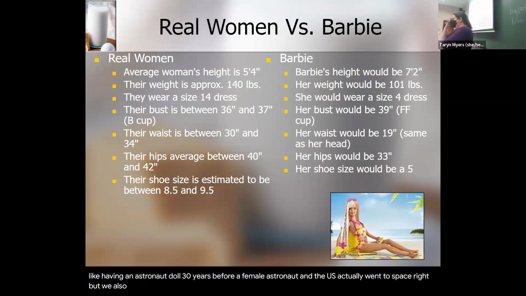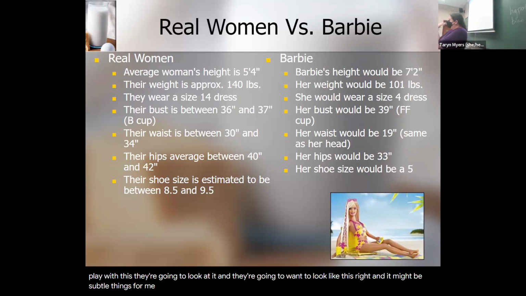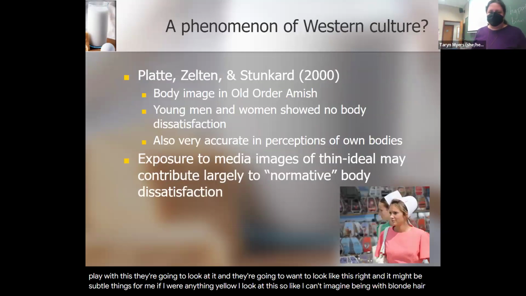But we also just need to be aware of, we're giving this to girls, Barbie's ages 3 and up, right? We're giving this to girls and say, play with this. They're going to look at it and they're going to want to look like this, right? And it might be subtle things. For me, it was like, I wanted to be blonde like Barbie. If I wear anything yellow, I look jaundiced. So I can't imagine me with blonde hair, right? But because Barbie is the person you want to be, you think about that.